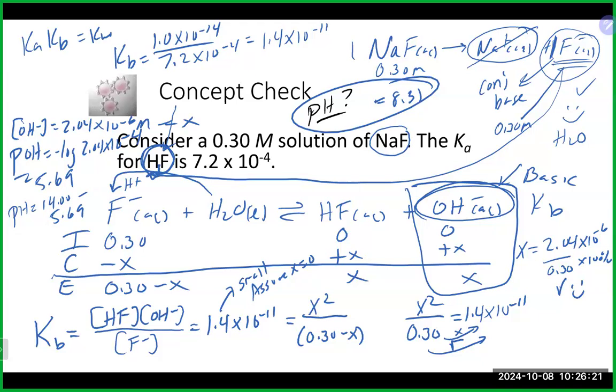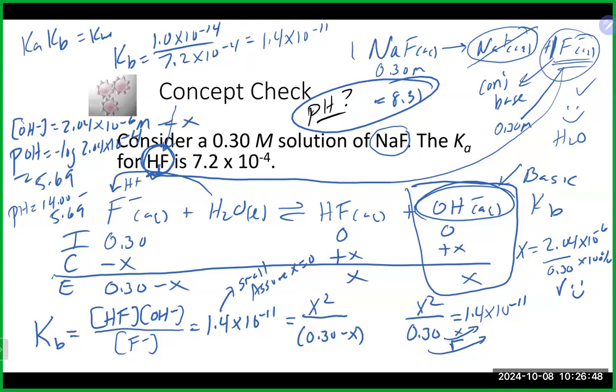So the sort of guts of the calculation here is pretty much like a normal ICE table. Again, you can make your assumption if you want. You could use the quadratic. You could solve it any way you want. But where most people again struggle with these types of problems is writing the equation and using the correct K value. So it's a very common error that people make. Any questions on any part of that there?